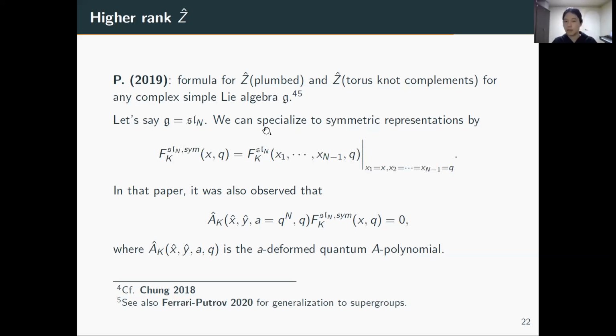In that paper, I also observed that this symmetric SL_N F_K is annihilated by what's called the A-deformed quantum A-polynomial when this variable a is specialized to q^n. In the context of topological string theory, this a should be thought of as the exponential of the complexified Kähler modulus.